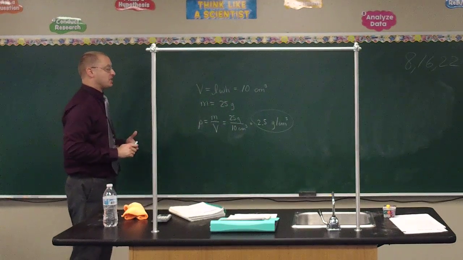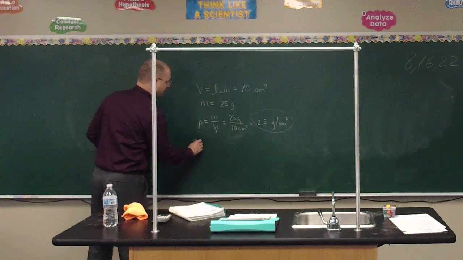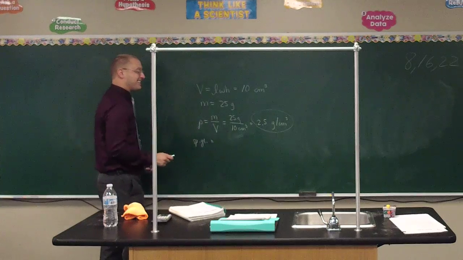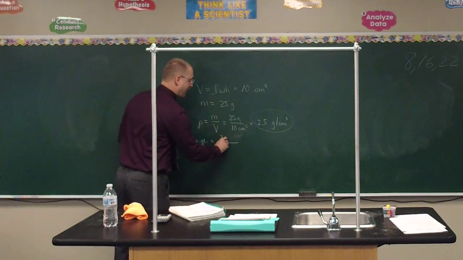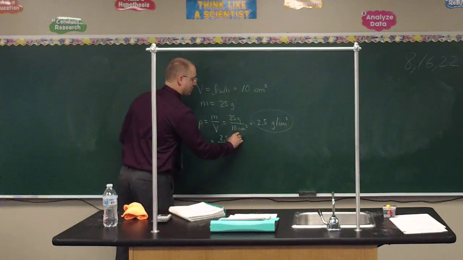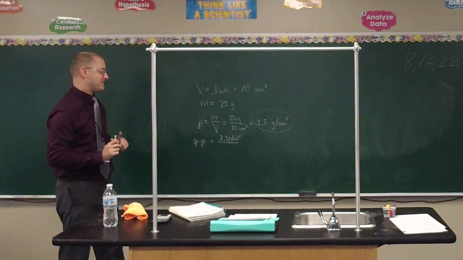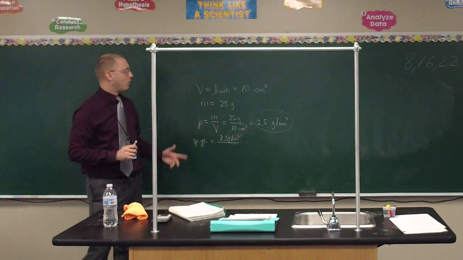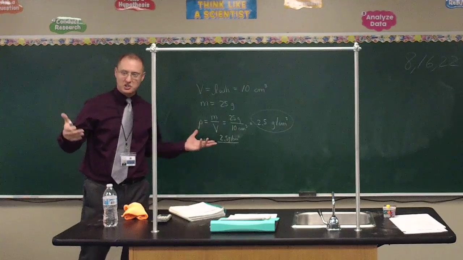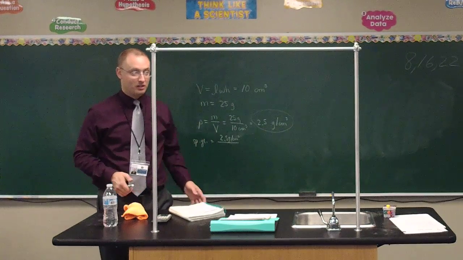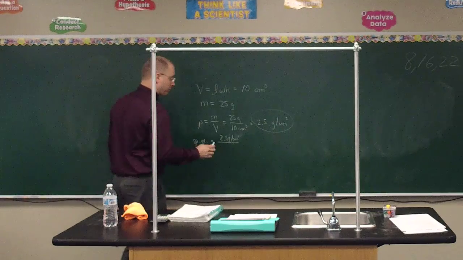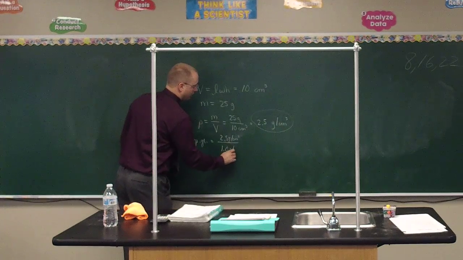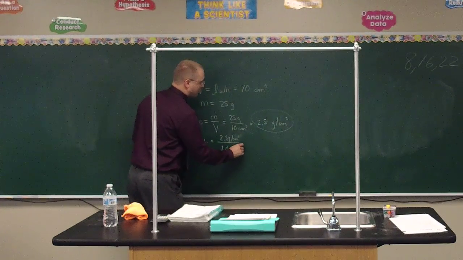The second part of the problem says find the specific gravity. Well, to find specific gravity, remember, we're going to take the density of the sample. The density of my sample is the 2.5 grams per cubic centimeter, correct? And we're going to compare it to the density of the standard. Well, what state of matter is quartz? It's a solid. What's the standard for a solid, Michael? Water, which is 1.0 or 1 gram per cubic centimeter.